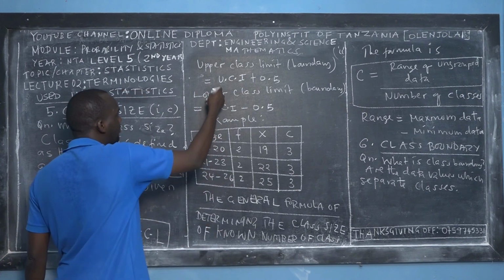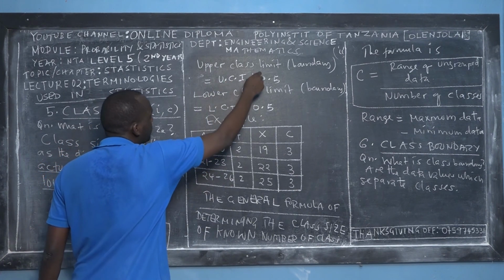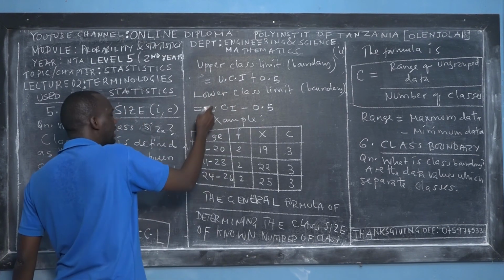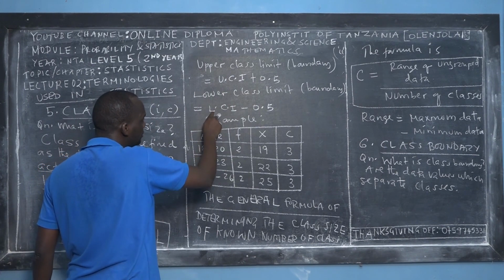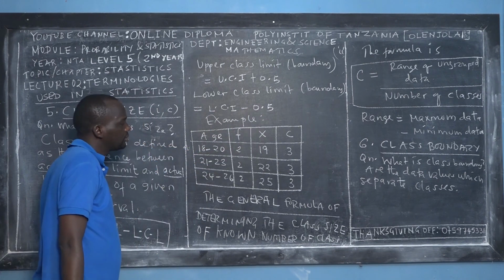So it means that the upper class boundary is given as the upper class limit plus 0.5. And the lower class boundary is given as the lower class limit minus 0.5.